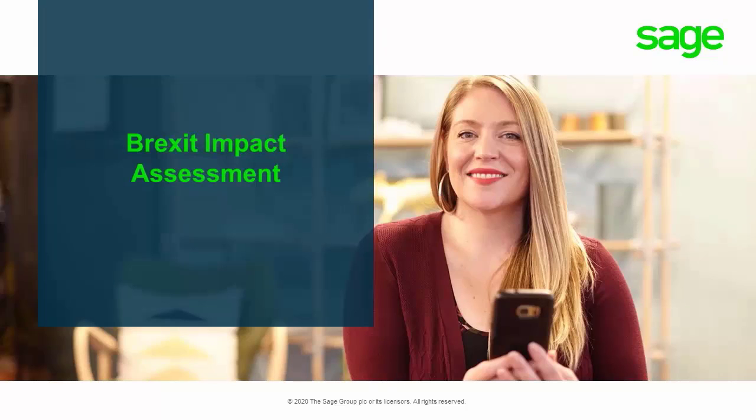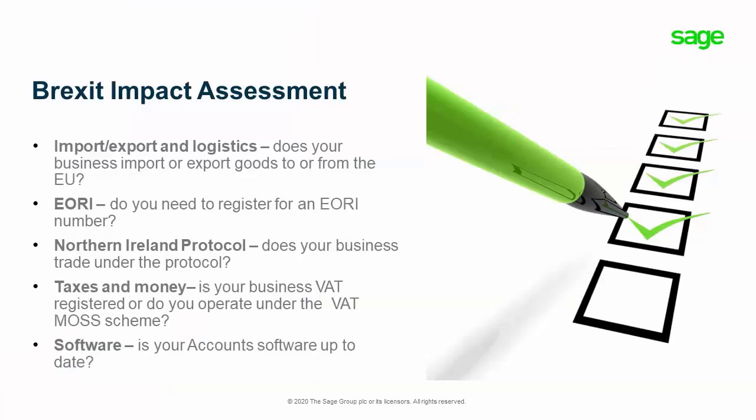Finally, from a legislation changes perspective, it's worth considering a Brexit impact assessment. Some tangible things to think about and do to be ready for January. Let's take a look at an example. So here are 5 questions for you to answer to ensure you've got everything in place for the end of the transition period. Starting with import, export and logistics. So does your business import or export goods to or from the EU? On the back of that, we've got EORI. Do you need to register for an EORI number? And remember, you've got the link that we talked about earlier.